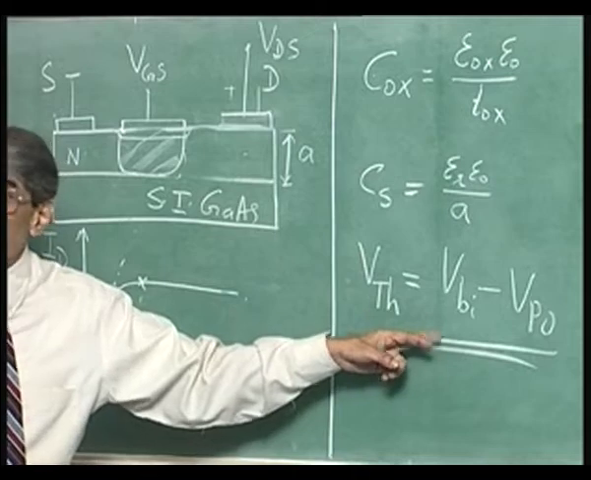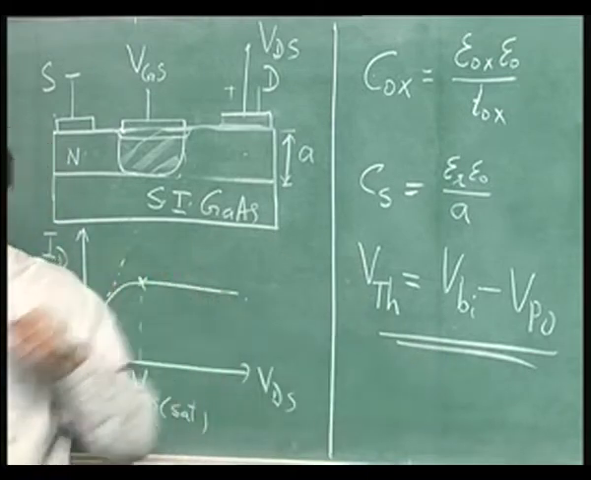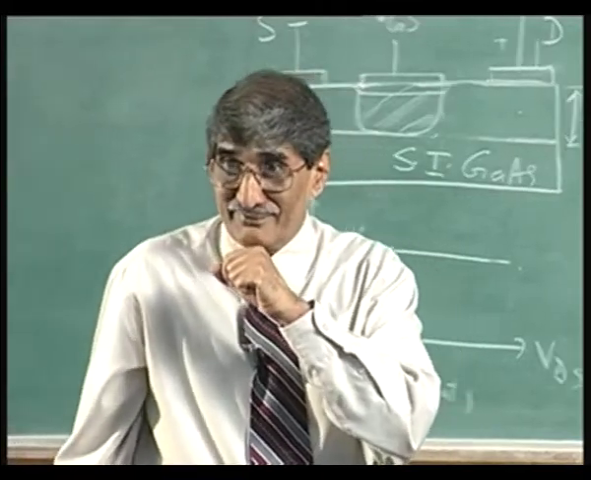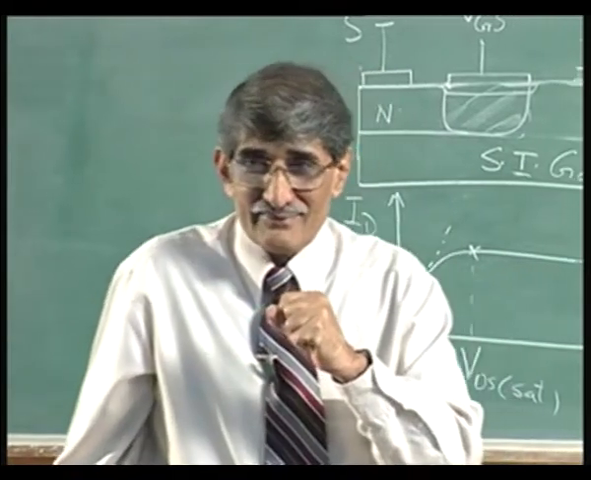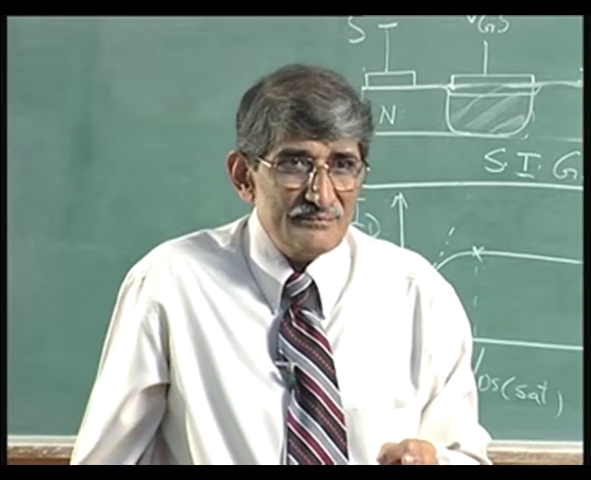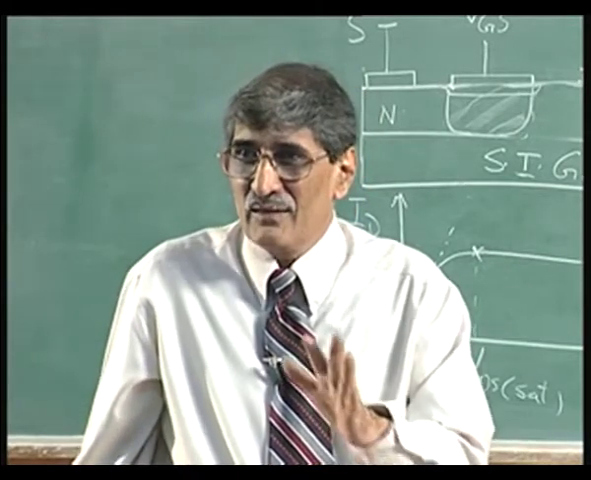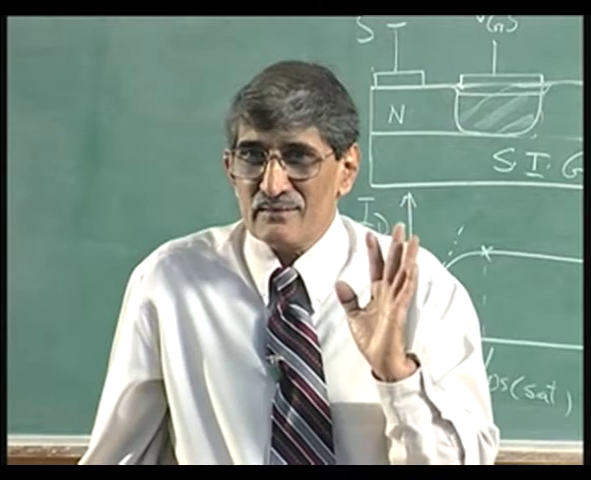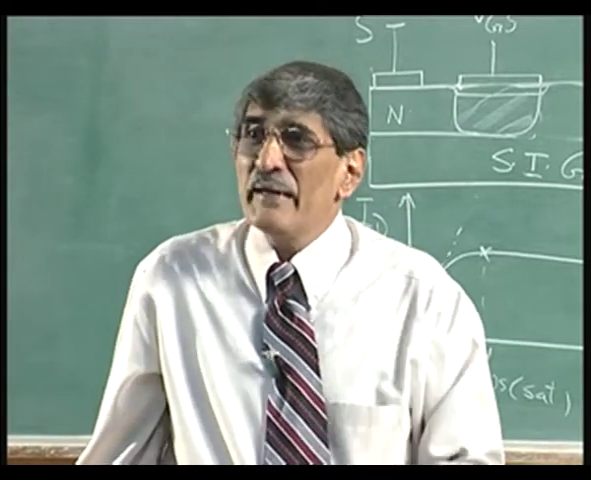If VBI is equal to VP0, you are not able to believe that. If VBI is equal to VP0, right at 0 voltage, it is just stopping conducting. How to make it conduction?